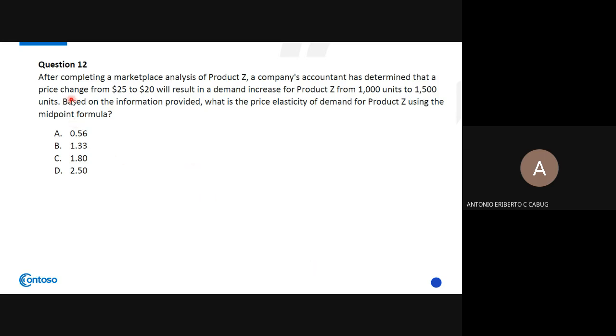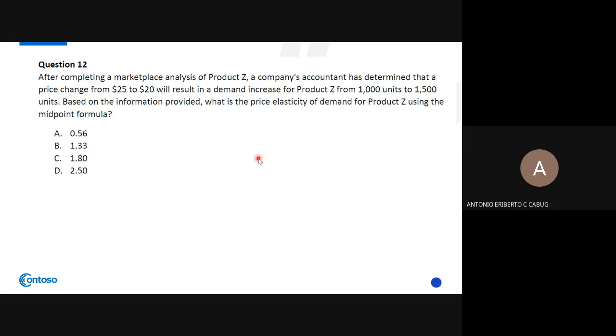After completing a marketplace analysis of product Z, a company's accountant has determined that a price change from $25 to $20 will result in a demand increase for product Z from 1,000 units to 1,500. Based on this info provided, what is the price elasticity of demand for product Z using the midpoint formula?